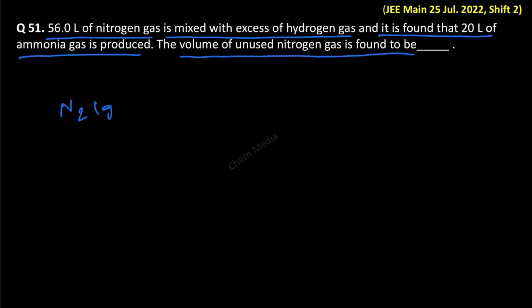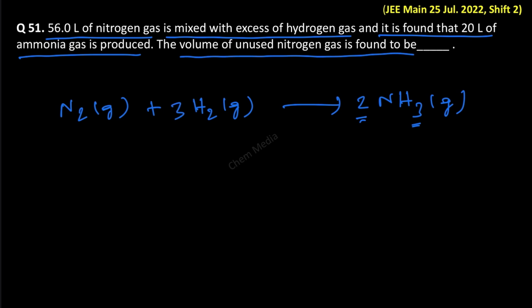We have N2 gas mixed with H2 gas and we are getting ammonia. We have two nitrogen atoms on the reactant side. Therefore, we have to multiply ammonia by 2 so that we can balance the number of nitrogen atoms. Now, on the product side, we have 6 hydrogen atoms, 2 times 3. Therefore, we have to multiply H2 by 3 so that we can balance the hydrogen atoms too. Now, the equation is balanced.